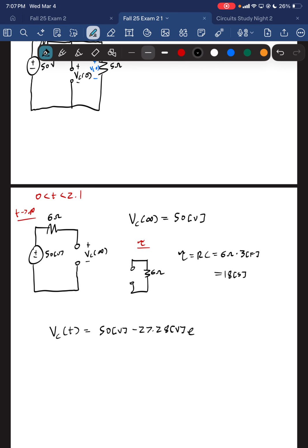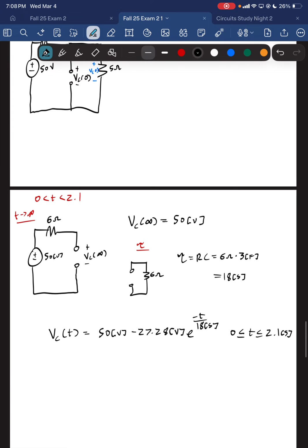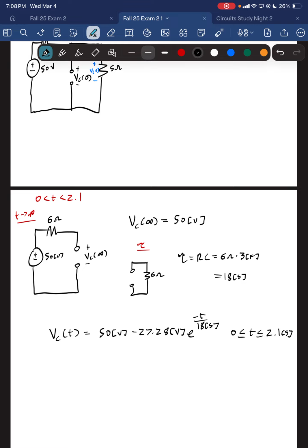How do you know that? 18 seconds. And that's for 0 less than t less than 2.1 seconds. Right?